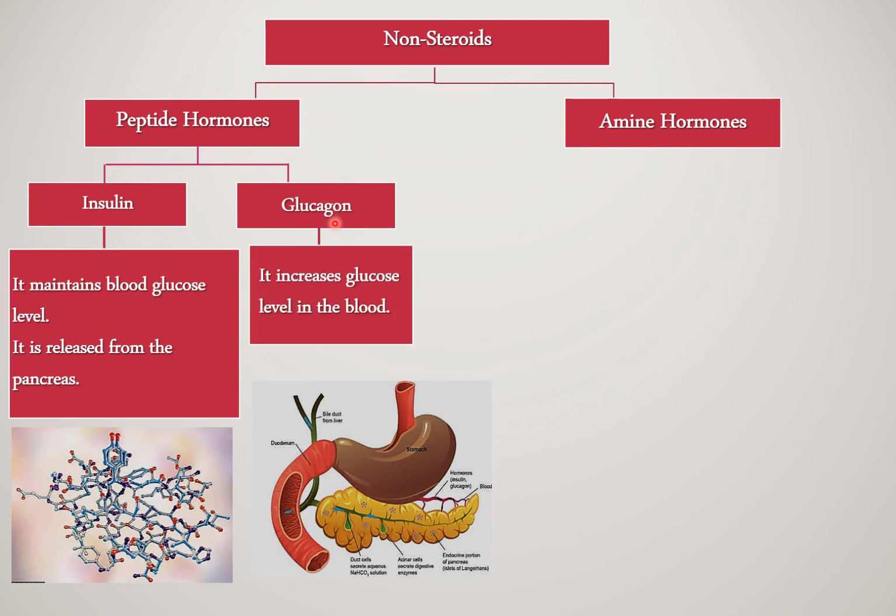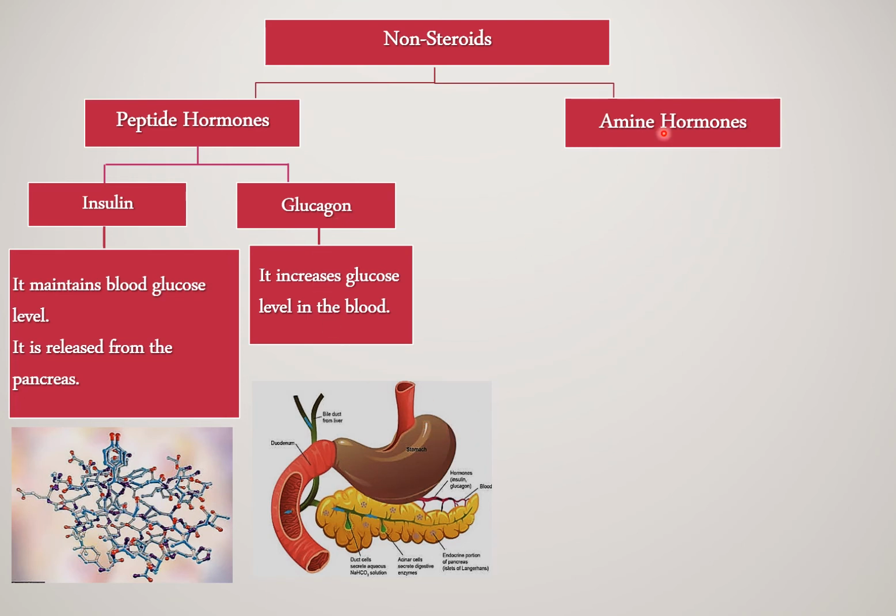Glucagon increases the glucose level in the body. Sometimes some people have excess production of insulin, so the excess glucose is converted to glycogen, and they can suffer from a deficiency of glucose energy in the blood. This problem is sorted out by the body releasing the hormone glucagon.